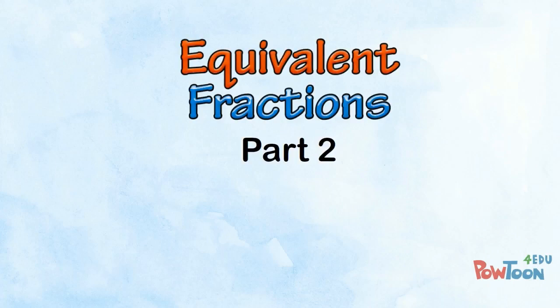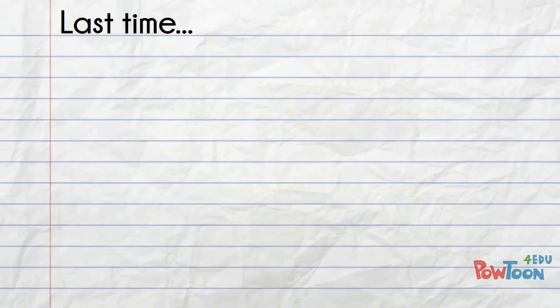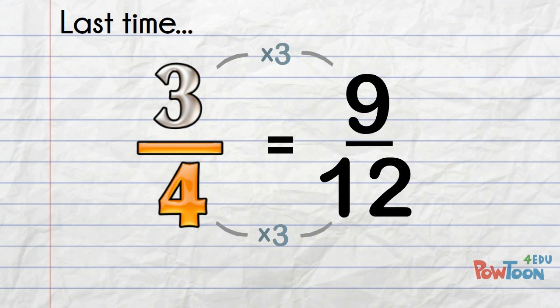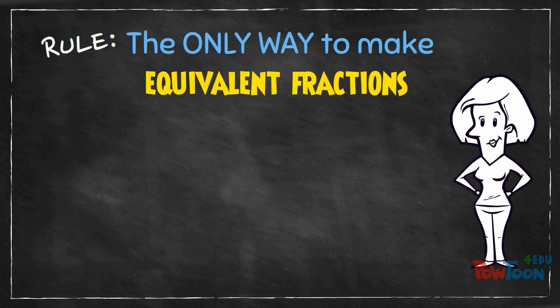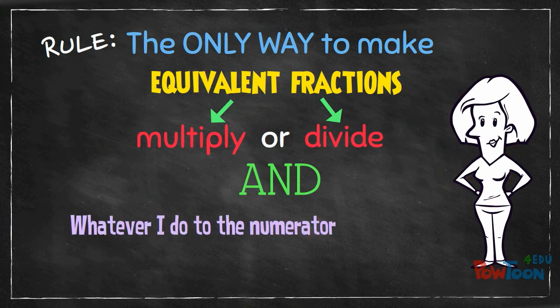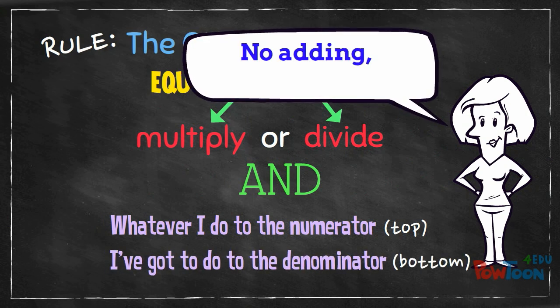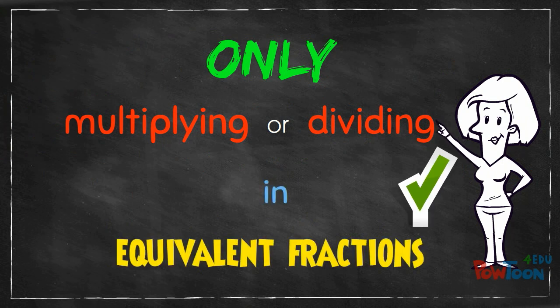Equivalent fractions, Part 2, Reducing fractions. Last time we multiplied both the numerator and denominator by a single value to get an equivalent fraction. I asked you to note down that the only way to make an equivalent fraction is to multiply or divide, and whatever we do to the top, we've got to do to the bottom. So, no adding or subtracting, okay? Never ever. Only multiplying or dividing leads to a correct answer in equivalent fractions.